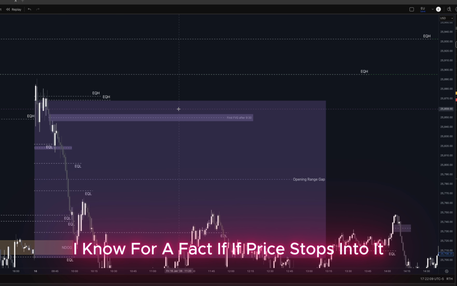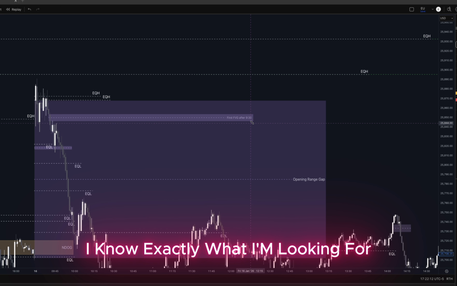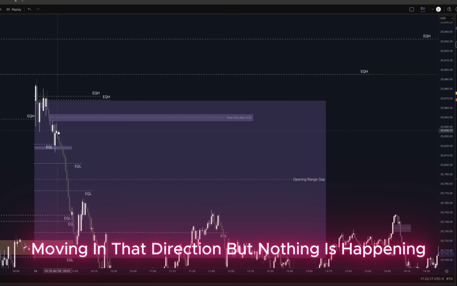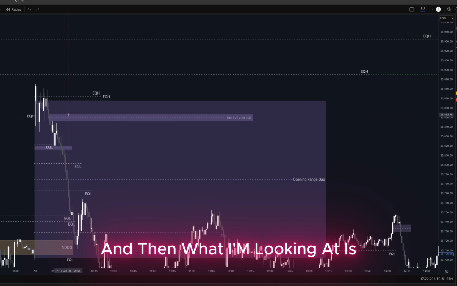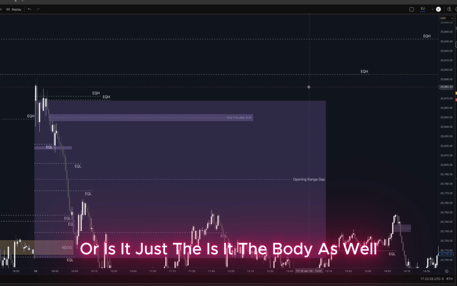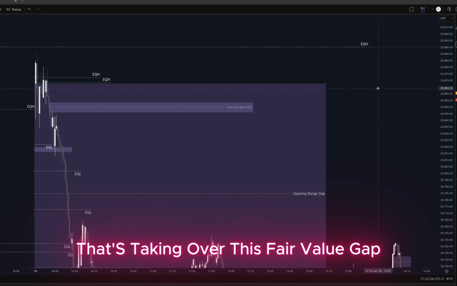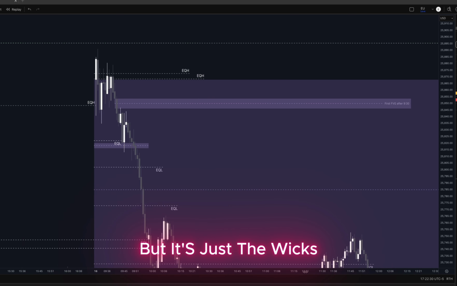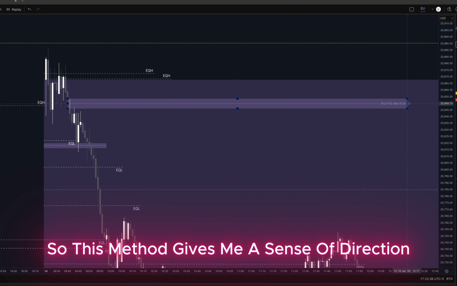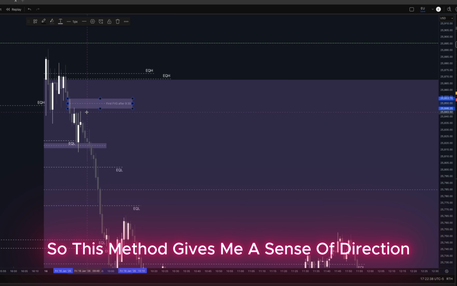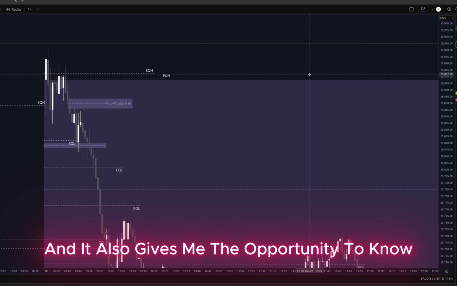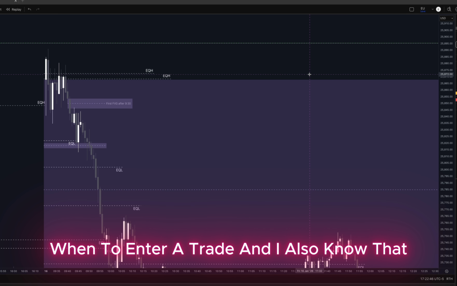I know for a fact that if price taps into it, I know exactly what I'm looking for. There are days when price just keeps moving in a direction, but nothing is happening. Then what I'm looking at is: is it just the wicks that are being left behind, or is it the body as well that's taking over this fair value gap? If the body is not taking over, but it's just the wicks, I know for a fact we are going to drop. So this method gives me a sense of direction, which is very, very high probability. It also gives me the opportunity to know when to enter a trade.